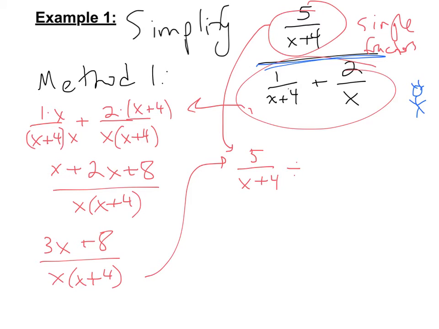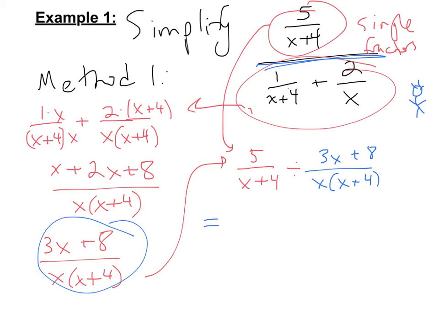And so we're dividing by our new fraction there, 3x plus 8 over x times x plus 4. And in the familiar way, when you divide two fractions, you have to multiply by the reciprocal. That's the rule that we employ from basic arithmetic. And so the reciprocal will be x times x plus 4 over 3x plus 8.